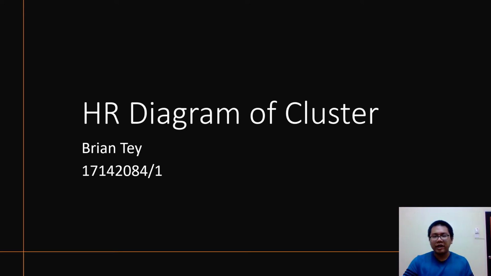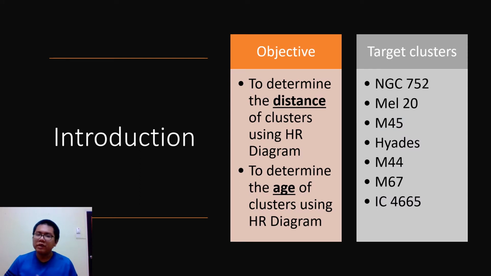So today we are going to look at a very interesting aspect of astronomy, which is the HR diagram of clusters. Let's look at it. In my research, I've successfully used the HR diagram to determine the distance and age of clusters. Today I'm going to present the result of my research, and we are going to look at some of the clusters I've listed here. We'll take a look at a total of 7 clusters.